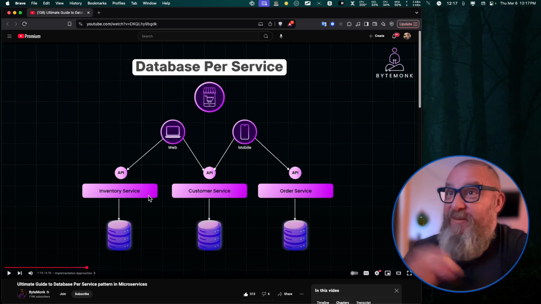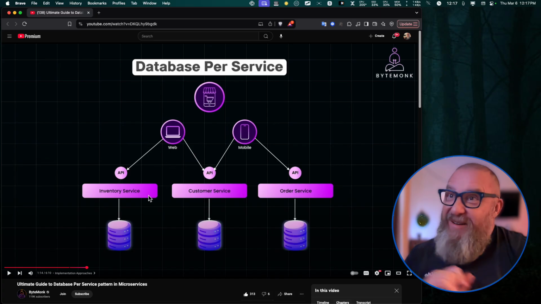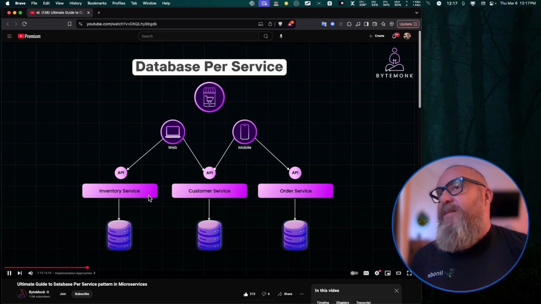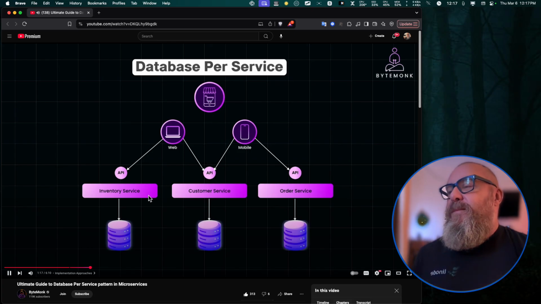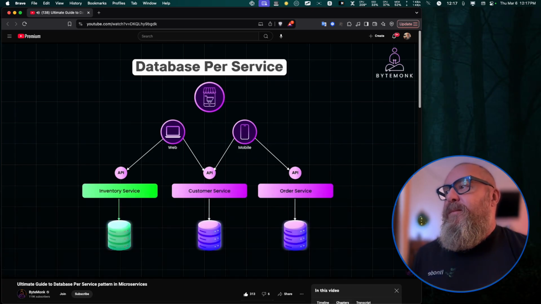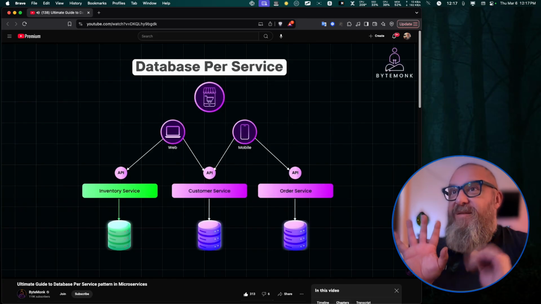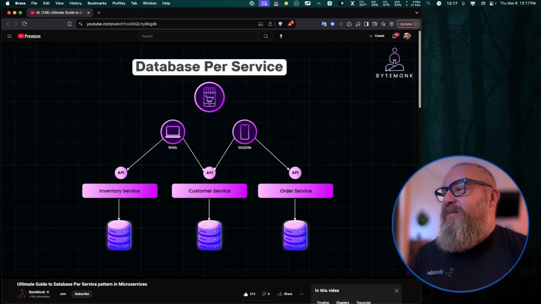And you have to build into the system that someone's customer information may change after the order is placed, etc. This separation ensures that if you need to update the schema in the inventory service database, it doesn't interfere with the customer or order service database. And there are several ways to implement this pattern and keep a service's persistent database private.